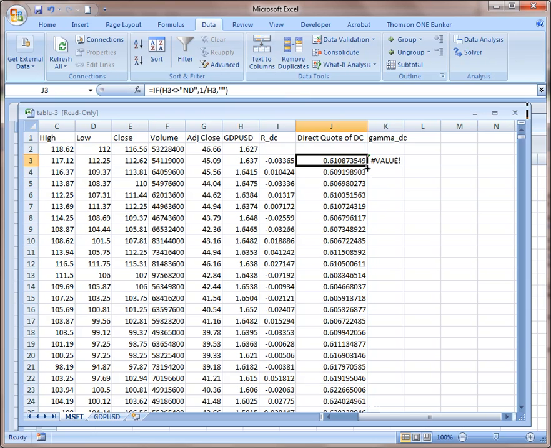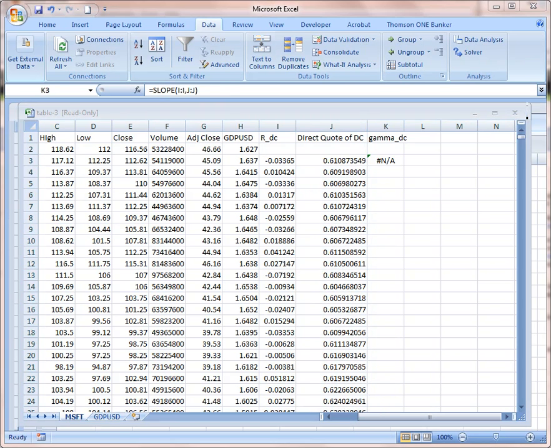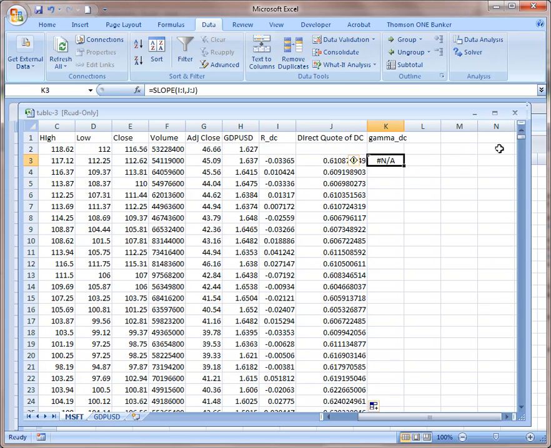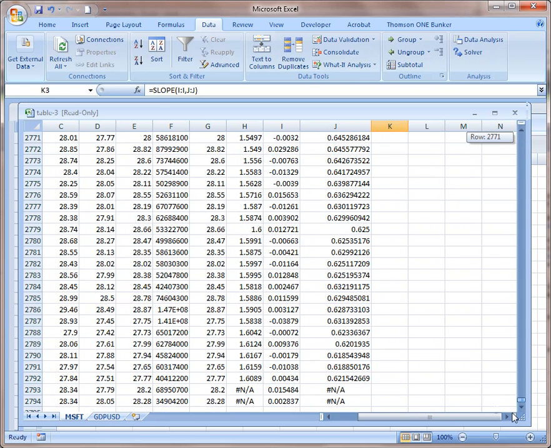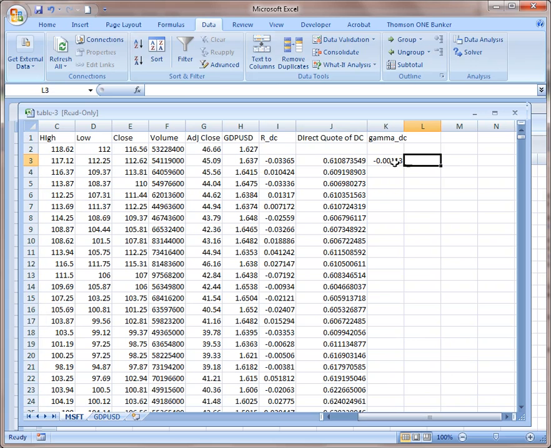It looks exactly the same here, but oh, come on, it's still having a problem because the range includes some not applied values, like the last one. So let's delete all this, and it will only take care of those non-missing values. So this is the gamma DC.